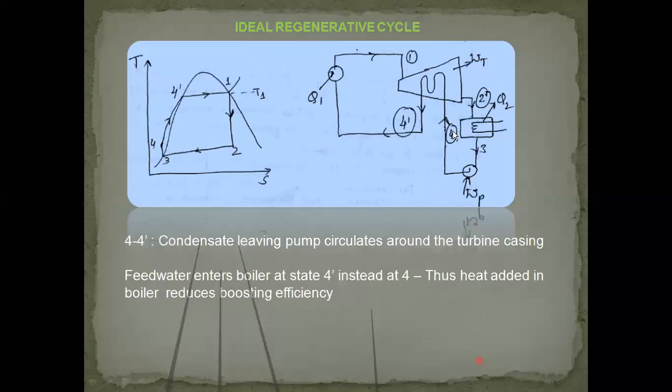So here from 4 to 4 dash, the water that comes out after this pump enters into the turbine casing and gets heated up, and then it is sent to the boiler. So that is how the heat available in the turbine is used for heating.